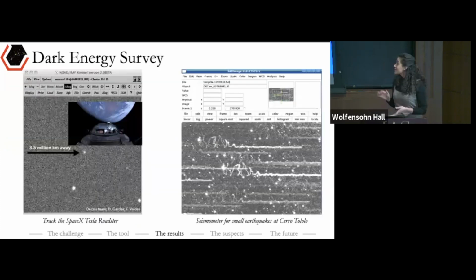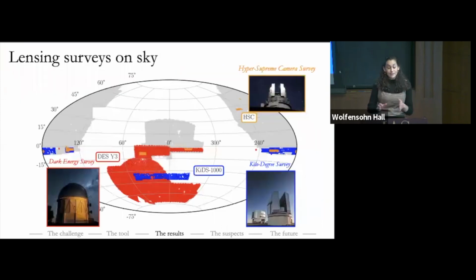Now you can do other neat things with this state-of-the-art data set. If you've lost your Tesla Roadster, it comes in pretty handy. Or if you're not quite sure if there was an earthquake the night before, DES can also help you out if you're on Ceres. But really what we're after is the weak lensing data.